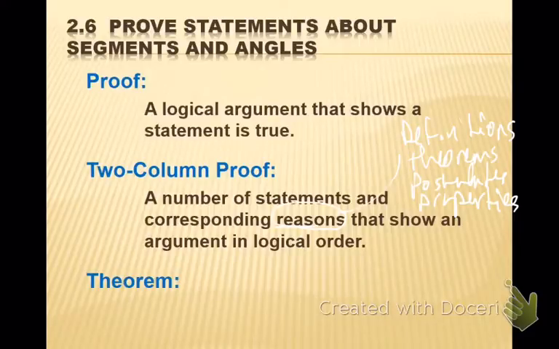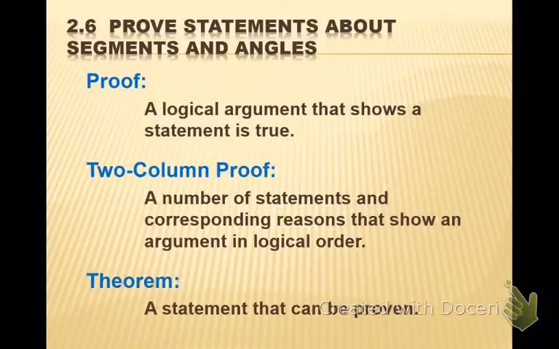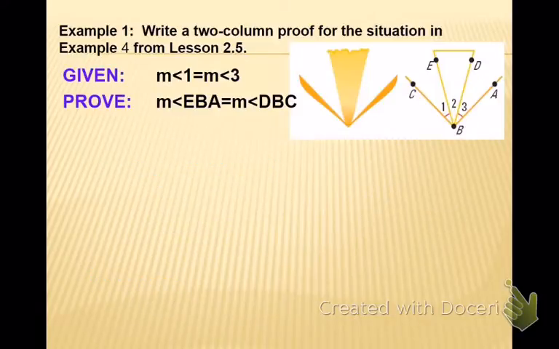There are other types of proofs. A two-column proof is nice because it's structured, it's sequential, but there is a particular way in which you have to do it. Okay? And then a theorem, of course, is a statement that can be proven. Not only can it be, but it needs to be proven. So let's just dive into writing a proof. Okay?